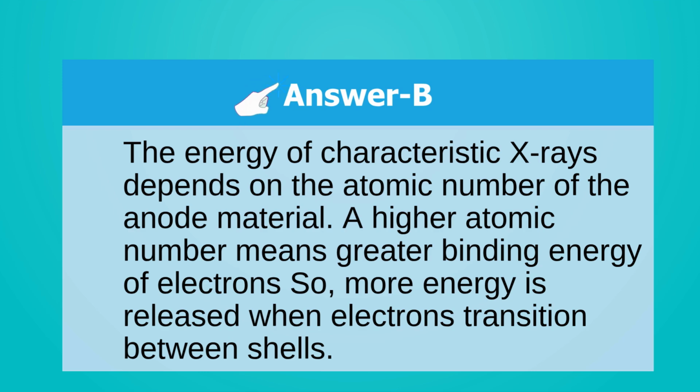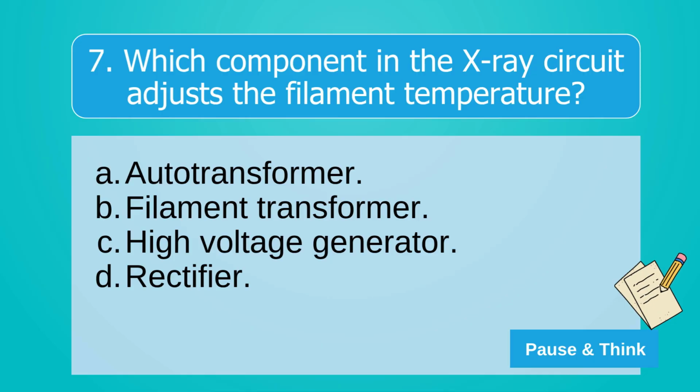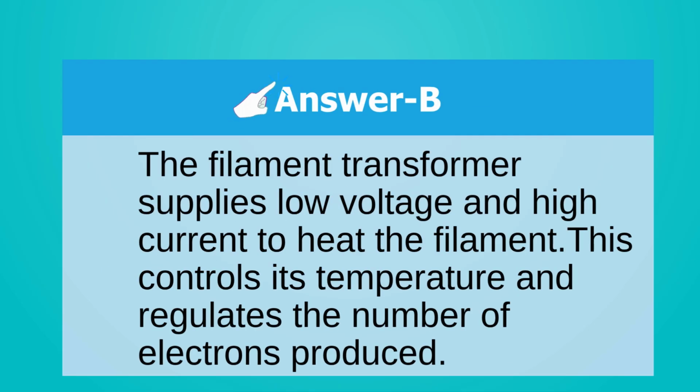Which component in the X-ray circuit adjusts the filament temperature? Option A, autotransformer. B, filament transformer. C, high voltage generator. D, rectifier. The correct answer is option B. The filament transformer supplies low voltage and high current to heat the filament. This controls its temperature and regulates the number of electrons produced.